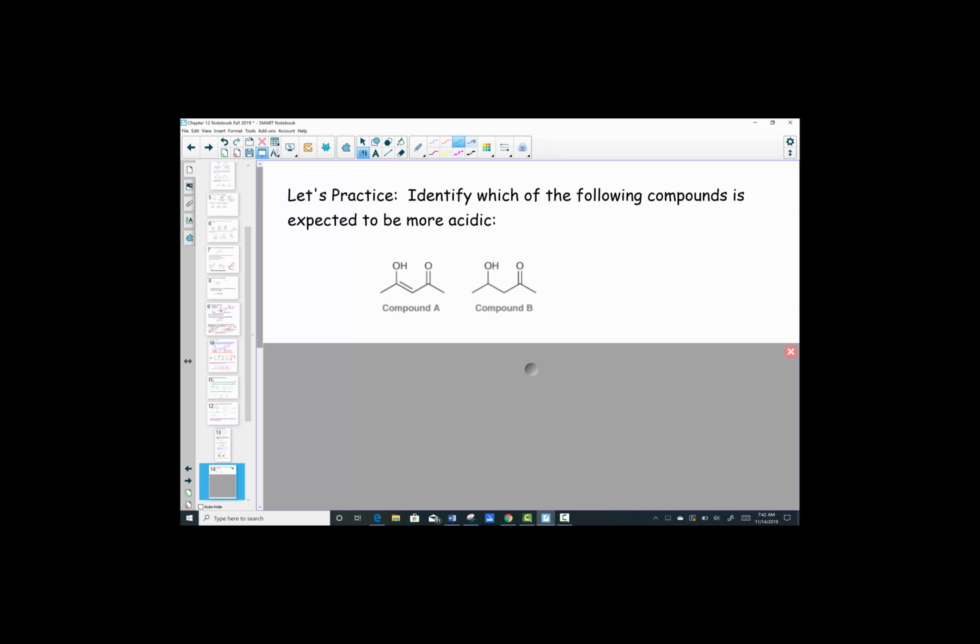Well, I hope you notice in compound A, we have a double bond. And the double bond is the only difference between compound A and B, the presence of a pi bond. 1, 2, 3, 4, 5. So between carbon 2 and carbon 3, you see a pi bond. And that tells us that it has the ability to be resonance stabilized.